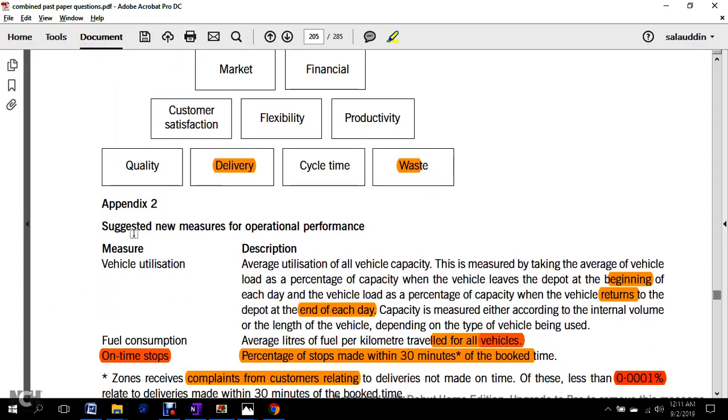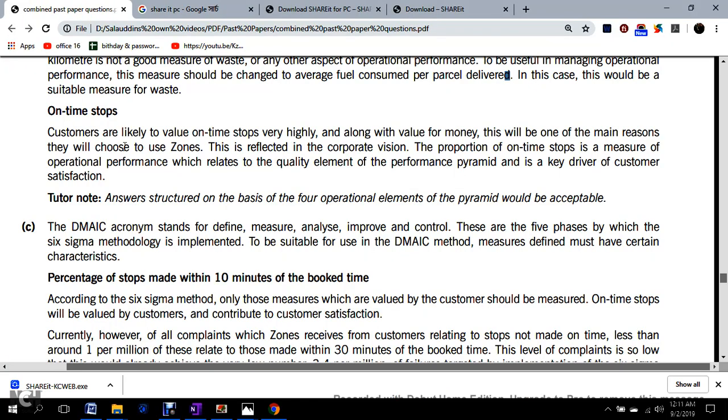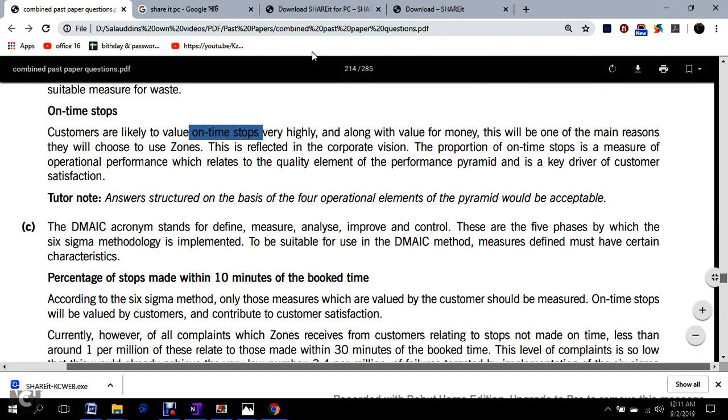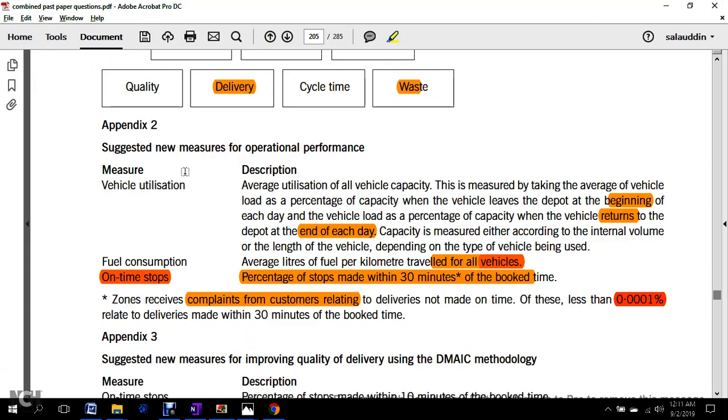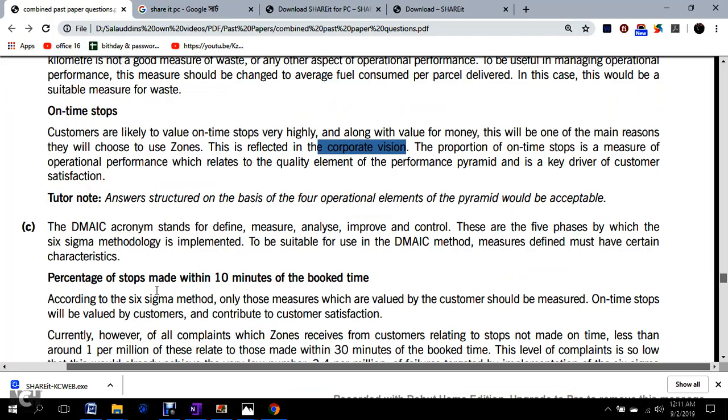Then the last measure suggested by them: on-time stops. Customers are likely to value on-time stops very highly, and along with value for money, this will be one of the main reasons they will choose to use Jones. So the more they are on time, the more customers will be satisfied, and they will use the Jones service. This is reflected in the corporate vision. Their vision is to provide quality service and ultimately increase value for shareholders. For this they need customer satisfaction.